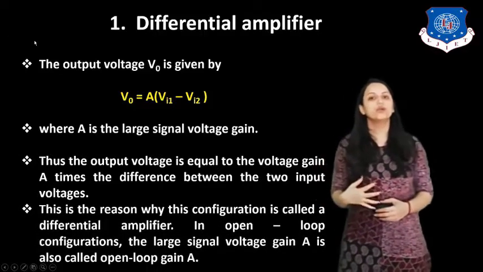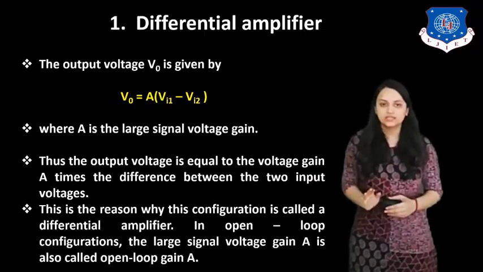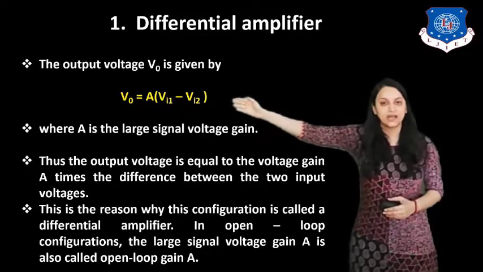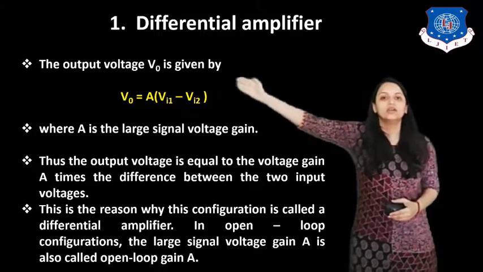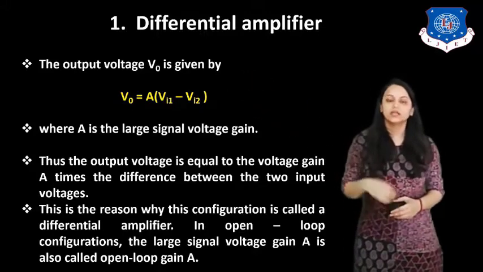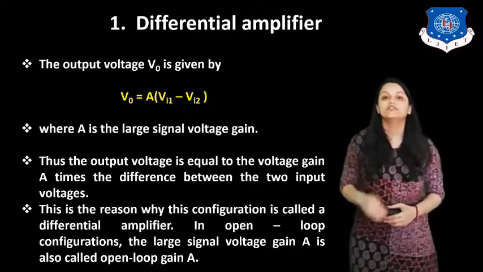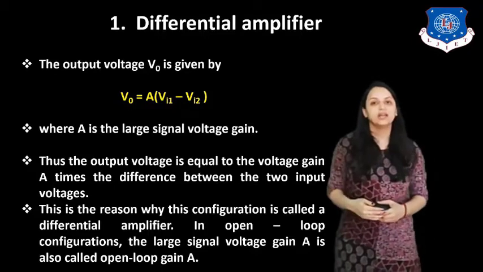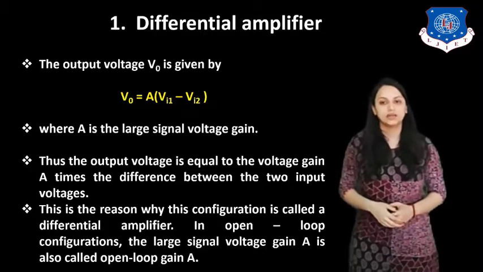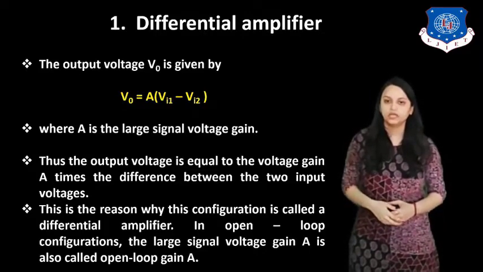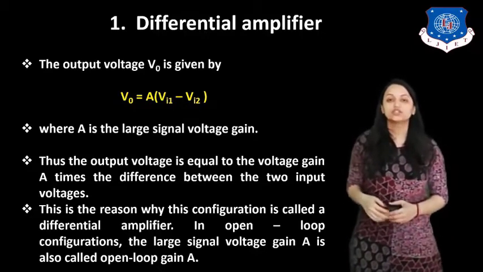Here, thus, the output voltage is equal to the voltage gain A times the difference between the two input voltages. So this equation indicates that the output voltage is the difference between the two input terminals with the factor A, right? A times. This is the reason why this configuration is called a differential amplifier. As we are getting the output in terms of the difference of the two input terminals, this is called a difference amplifier or differential amplifier. In open loop configurations, the large signal voltage gain A is also called the open loop gain A.